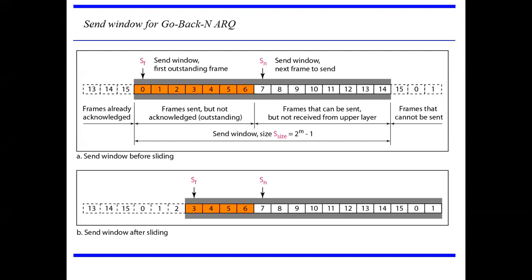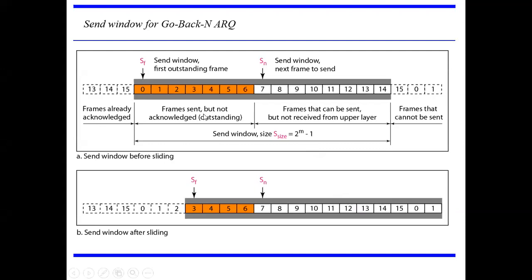on the slide that there are two windows. One is called the sender window, another is called the receiver window. Whatever you are seeing on the slide is a sender window. Here you can see that it is divided into four parts. One is towards the left, frames already acknowledged, meaning that the 13th, 14th, and 15th frames are already sent to the receiver. For those, acknowledgement is received by the sender. That is the meaning of that one.